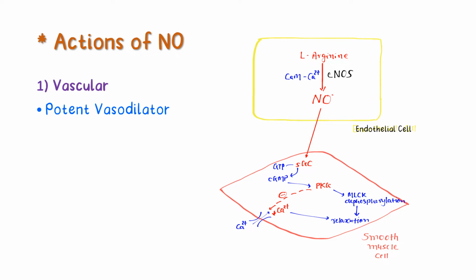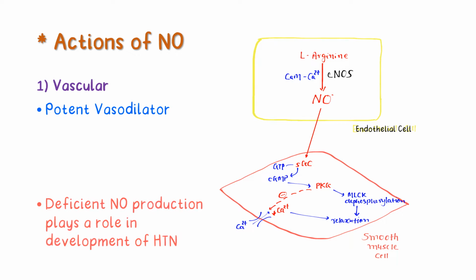Protein kinase G also decreases the availability of calcium in the smooth muscle cell by inhibiting membrane calcium channels. So, calcium binding with calmodulin is decreased, further potentiating relaxation. So, it is evidenced that deficient nitric oxide production plays a role in the development of hypertension.